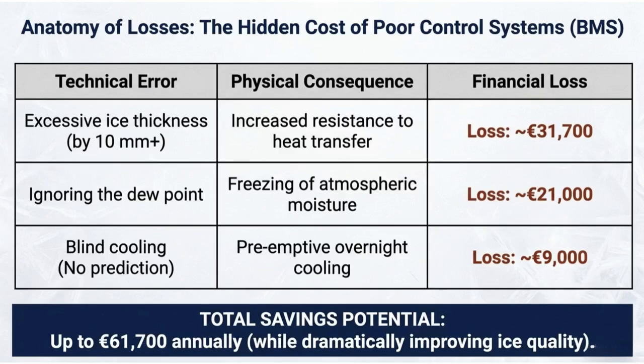And third, blind cooling. A classic "cool it just to be safe" approach, where compressors run overnight without predicting actual needs, brings an additional loss of roughly 9,000 euros. In total, we're looking at a savings potential of up to 61,700 euros per year for a league arena. Beyond the money, optimization dramatically improves the ice quality for the players.